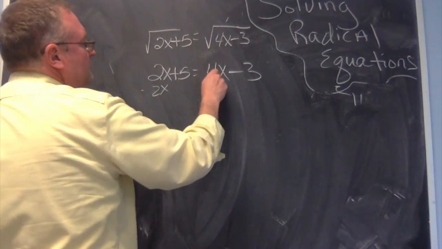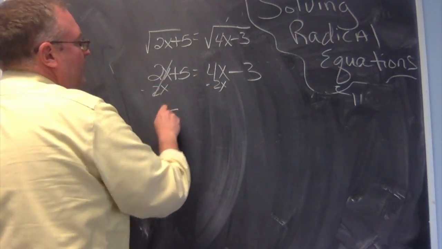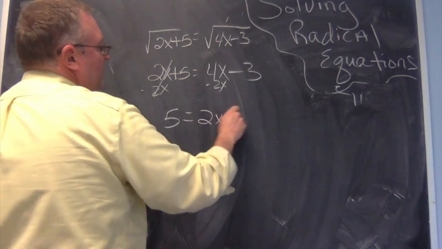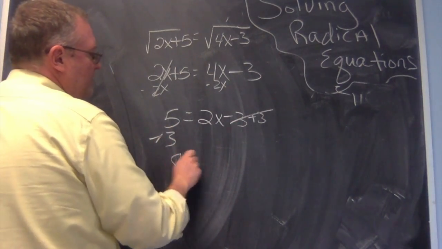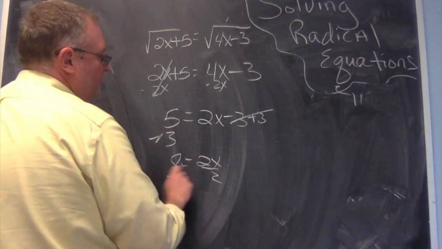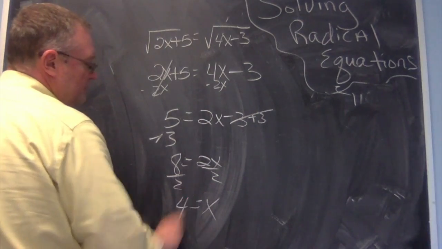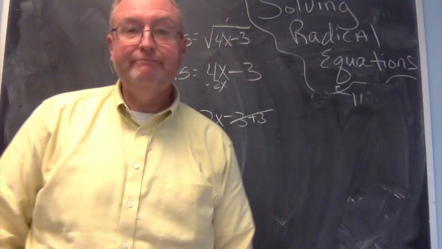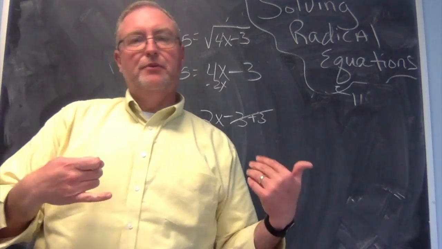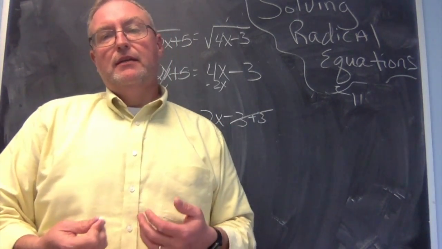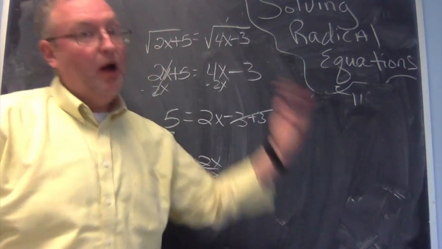Subtract 2x, subtract 2x. Now I have 5 equals 2x minus 3. I'm going to add 3, 8 equals 2x, divide by 2, and x equals 4. Good. So, like I said, once you get the hang of that, just square both sides, but you do each side just by dropping the radical.